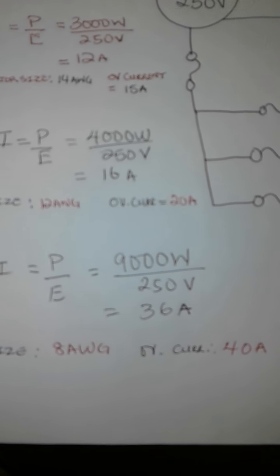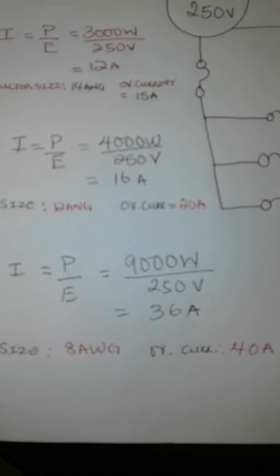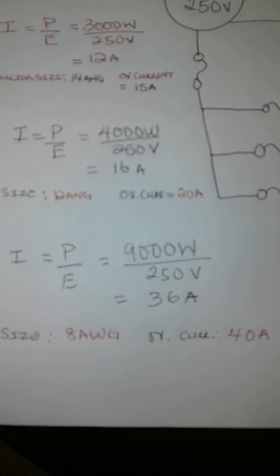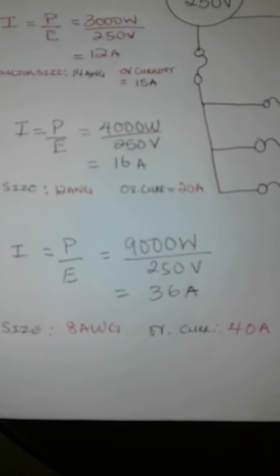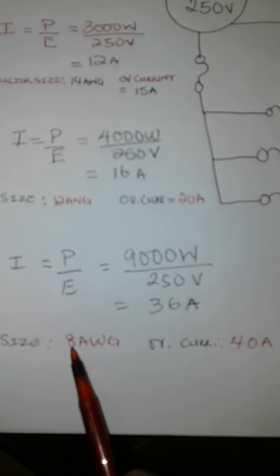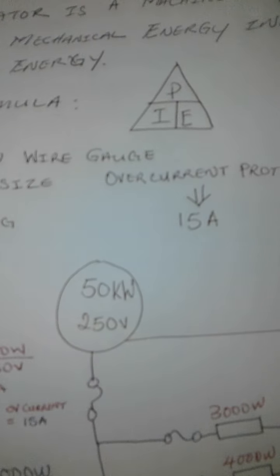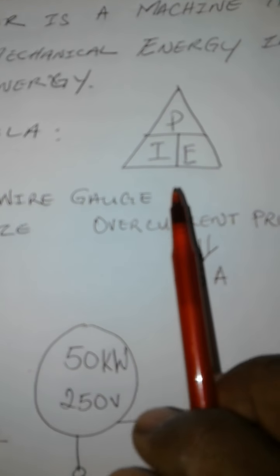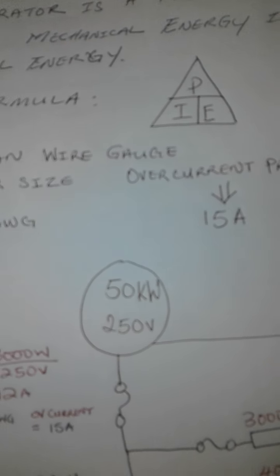Let us keep in mind, we must know our American wire gauge overcurrent protection and wire sizes. Obviously, the higher the current, the lower the AWG number. Let's keep that in mind. And let's keep our key formula, which is P equals I times E, power over current and voltage.